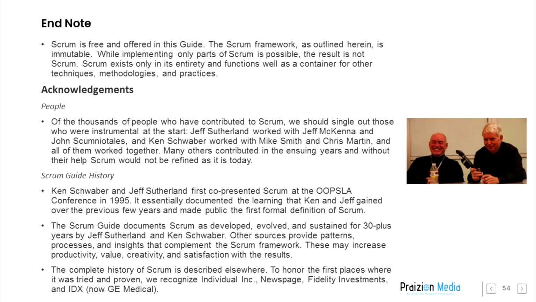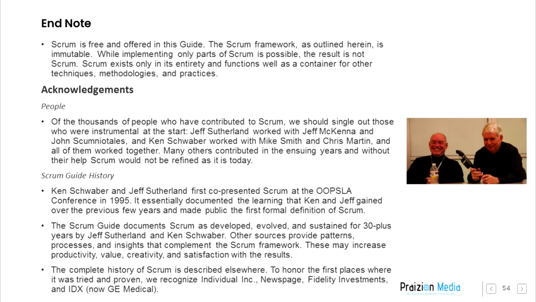Endnote. Scrum is free and offered in this guide. The Scrum framework as outlined herein is immutable. While implementing only parts of Scrum is possible, the result is not Scrum. Scrum exists only in its entirety and functions well as a container for other techniques, methodologies, and practices.